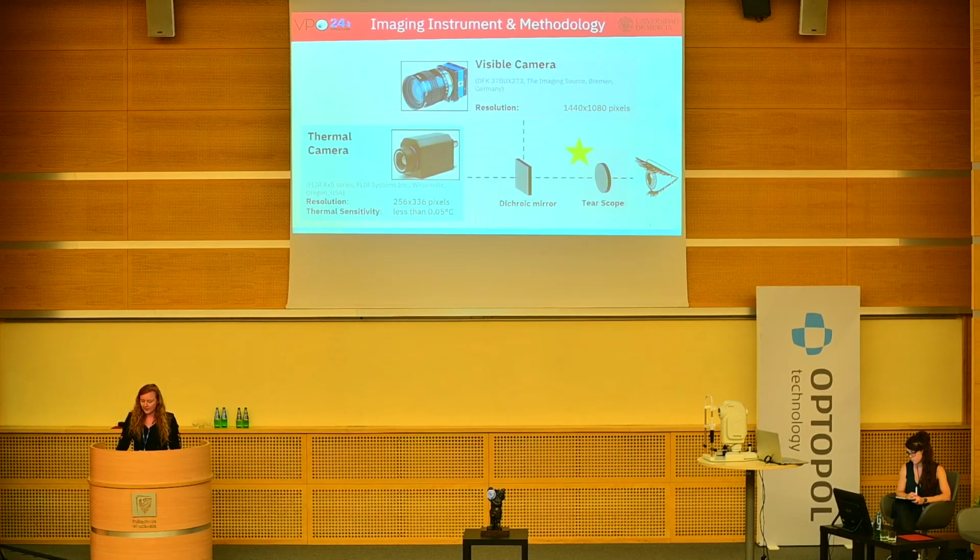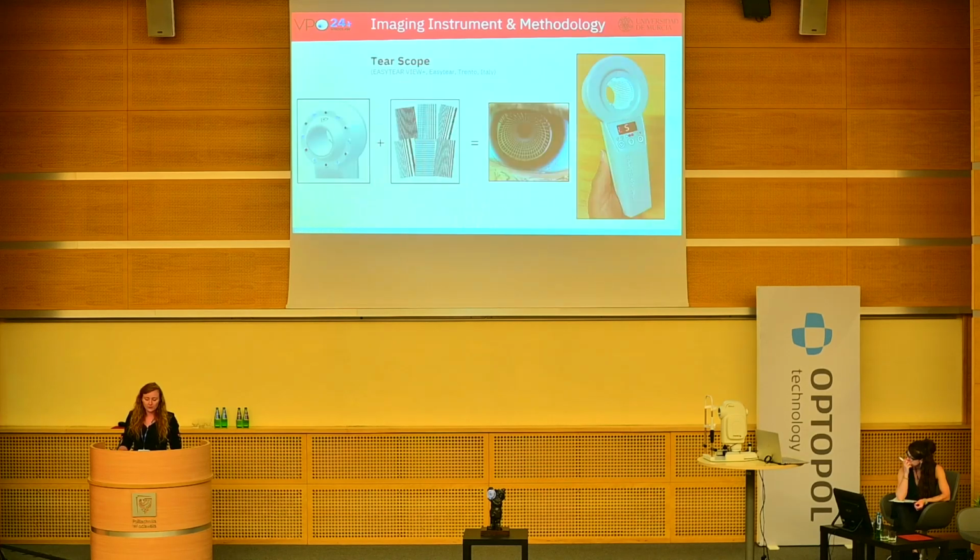Conversely, the visible camera is positioned at a 90 degrees angle relative to the ocular surface, facilitated by a dichroic mirror. This camera records the ocular surface, on which a grid pattern or placido disc pattern is projected by the tear scope. A little bit more about this tear scope and how it is projected: it has adjustable lights implemented in it, and together with the placido disc it is projected onto the ocular surface.